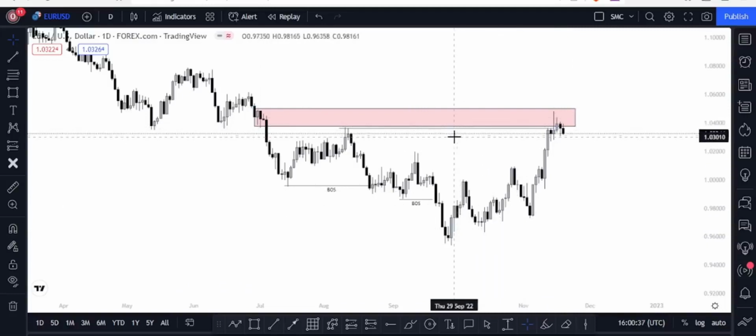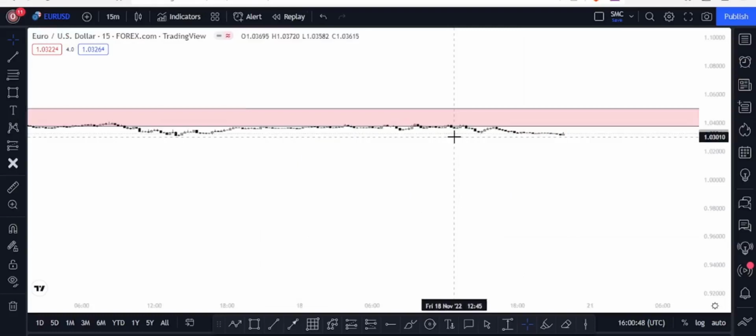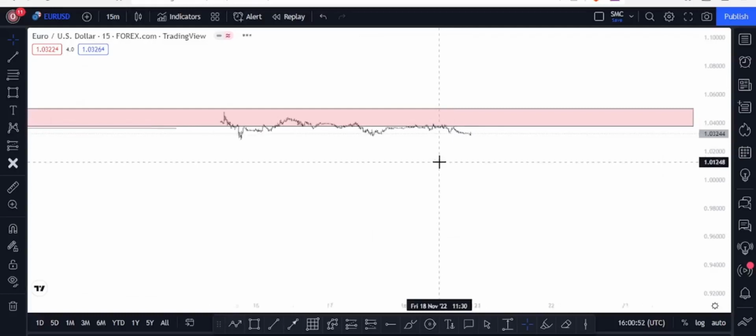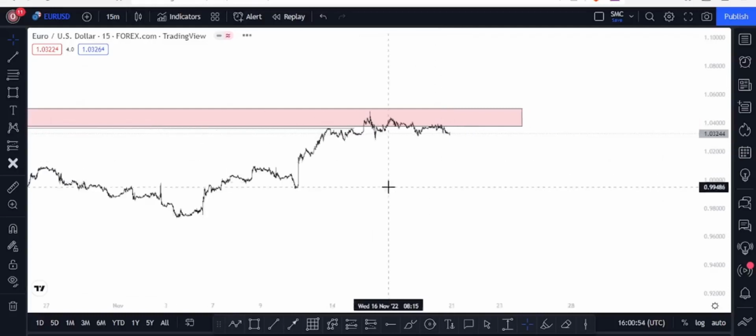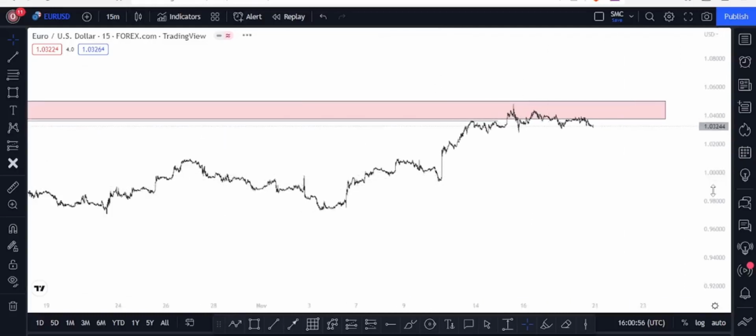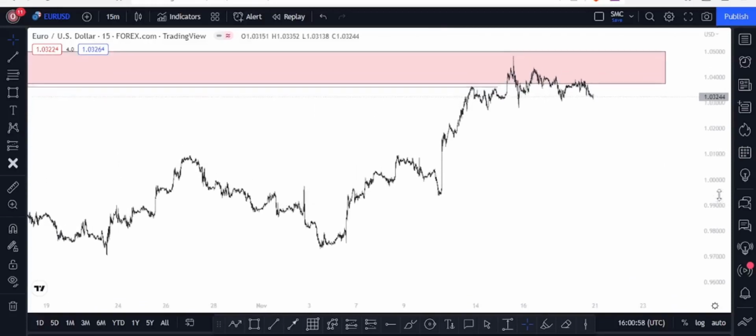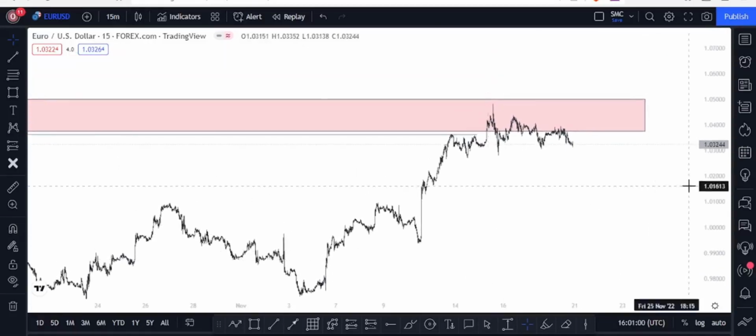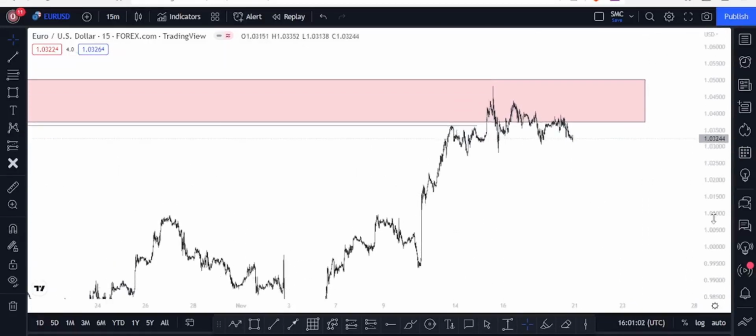Now we need to drop down to our lower time frame, like the 15M, to see what is going on there. Okay, so we are now on 15M. Remember that this POI you are seeing here is the daily point of interest.